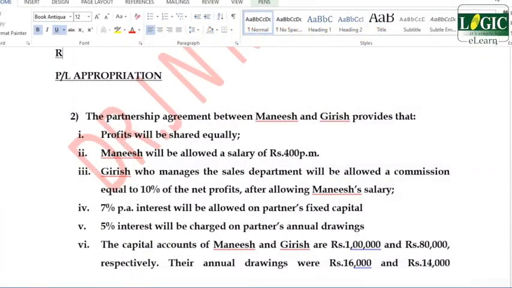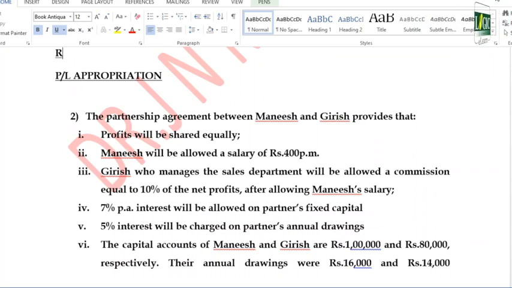So, I'll give you a question. See, the problem selected for profit or loss appropriation account is a question of partnership between Manish and Girish, wherein they had agreed to share the profits or losses equally.